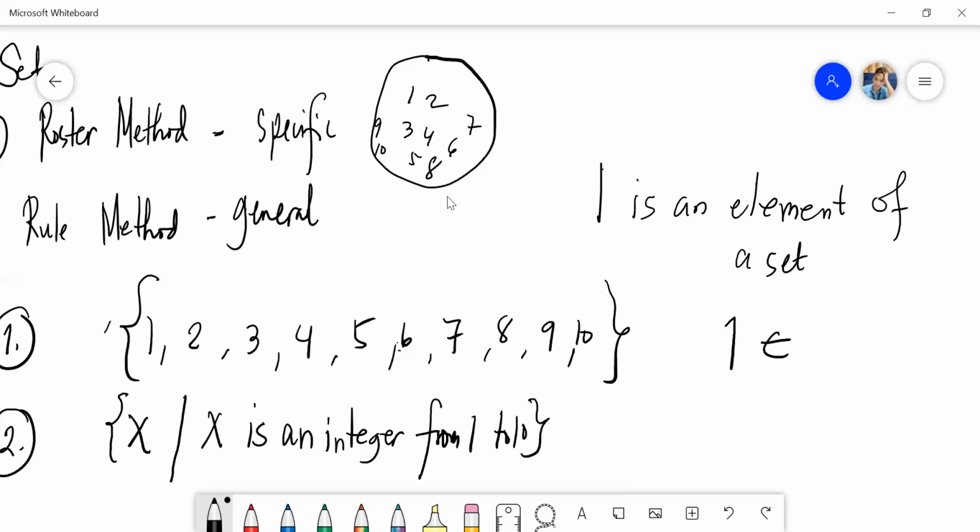Let's denote this set as set A. So 1 is an element of A. Now, if you notice, you don't find 11 here. So therefore, 11 is not an element of A. And we write this symbol. That's it.